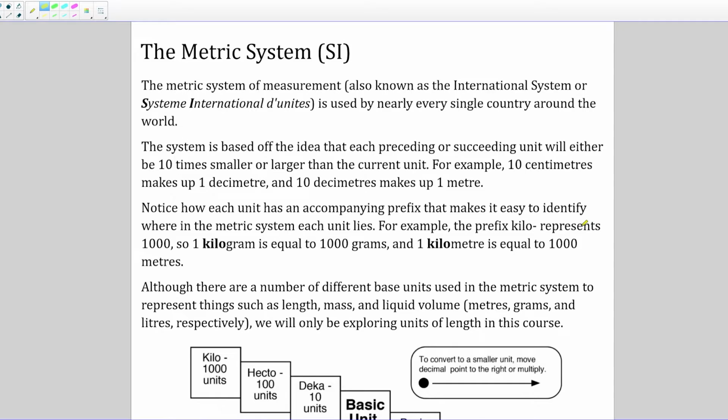The metric system of measurement, also known as the international system, is used by nearly every single country around the world except for a handful. This system is going to be based off the idea that every preceding or succeeding unit is going to be either 10 times smaller or larger than the current unit. So if we're looking at 10 centimeters, 10 of those will be making up 1 decimeter, and 10 of these decimeters will make up 1 meter.